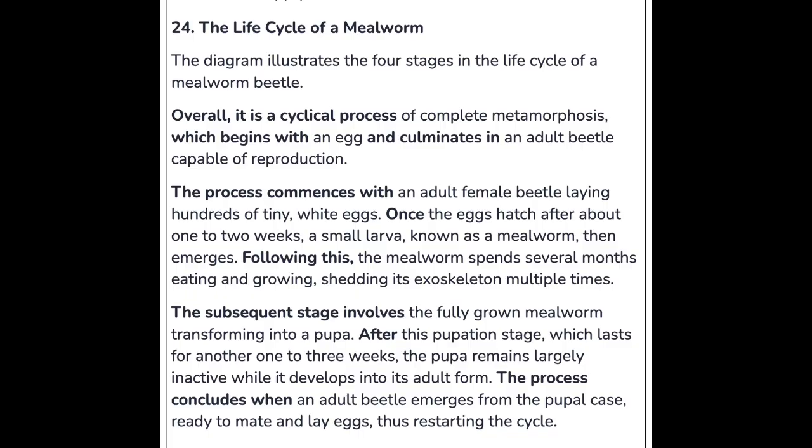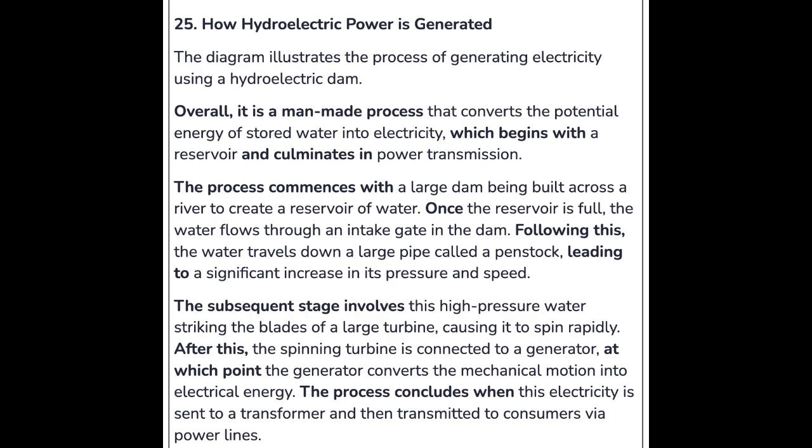25. How hydroelectric power is generated. The diagram illustrates the process of generating electricity using a hydroelectric dam. Overall, it is a man-made process that converts the potential energy of stored water into electricity, which begins with a reservoir and culminates in power transmission.